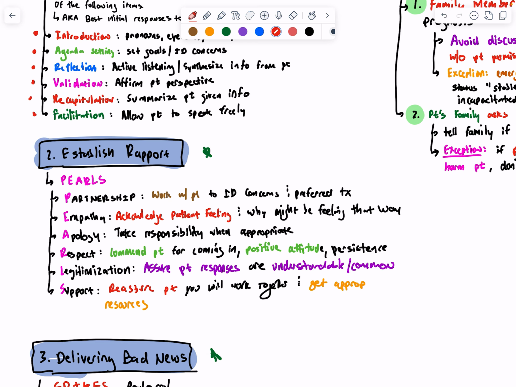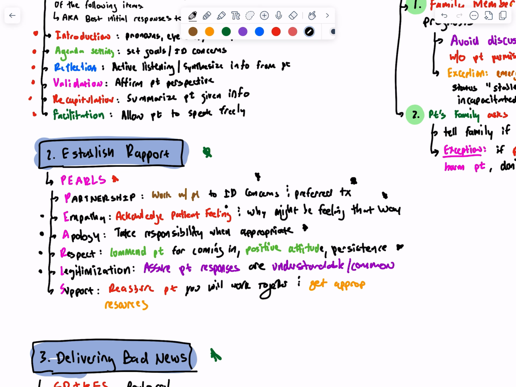All right. Next is establishing rapport. So we have this mnemonic called PEARLS. And for PEARLS, the first letter P is for partnership. Work with the patient to identify concerns and preferred treatment. Employ empathy, so acknowledge how the patient's feeling and why they might be feeling that way. Apologize, take responsibility when appropriate. Respect, commend the patient for coming in, having a positive attitude, and persisting in overcoming any barriers that they might have to getting care, maintaining care, etc.